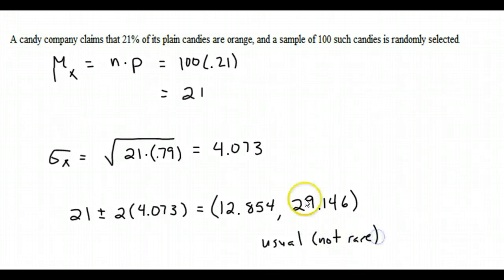Now these are discrete values, so it would be anything like 12 or below, 30 or above. If I had a sample that had 33 of these orange candies in it, that would be considered rare. That shouldn't happen very often. If I have a sample that had 10 in there, that should also be rare. So once we get the mean and standard deviation, we can do things like we've done before: find out what constitutes a rare event in these specific cases.